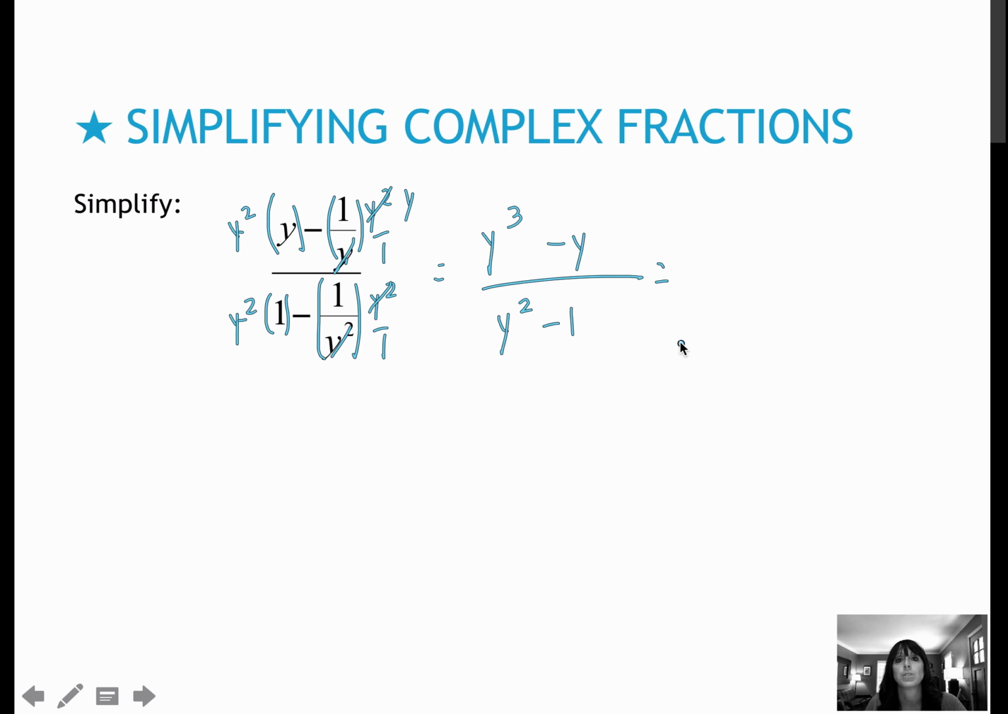And now I'm going to reduce anything I can. So I'm going to take a y out of both of those. That leaves me with y squared minus 1. And on the bottom, I would factor, but notice I've already got a y squared minus 1 on top and on bottom. And so all of that big mess reduces just to y.